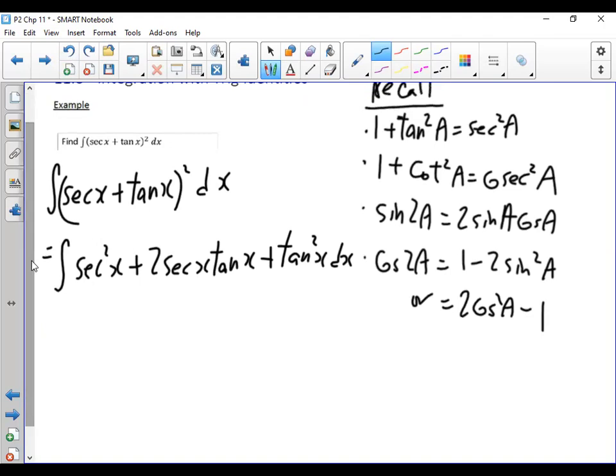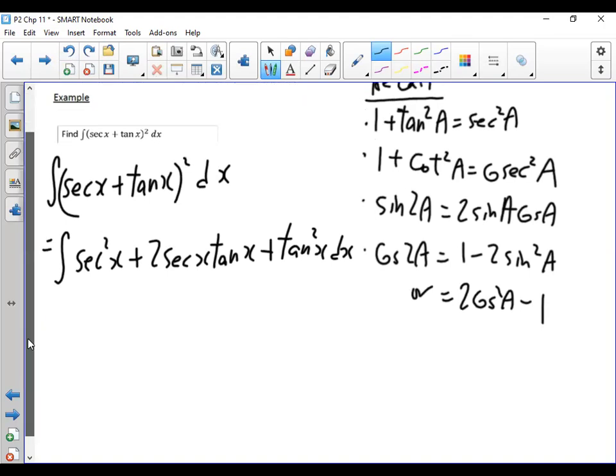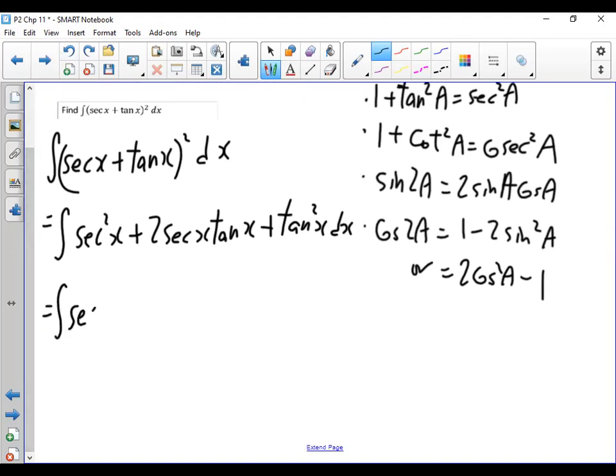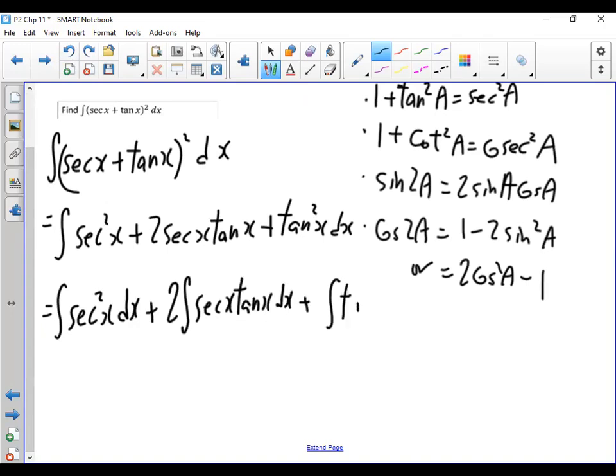Next one. So now, next, we can integrate one by one, okay? To integrate one by one, I'm going to do it separately. I'm going to write out, this step is really up to you. Middle one, I'm going to put a 2. Third one is just the integral of tan squared x, but I'm just separating them. Okay, this one.